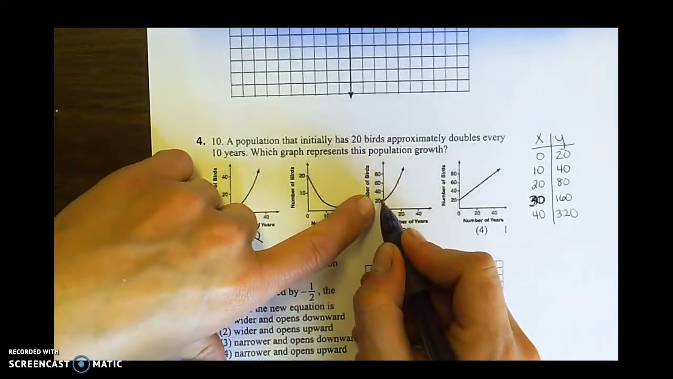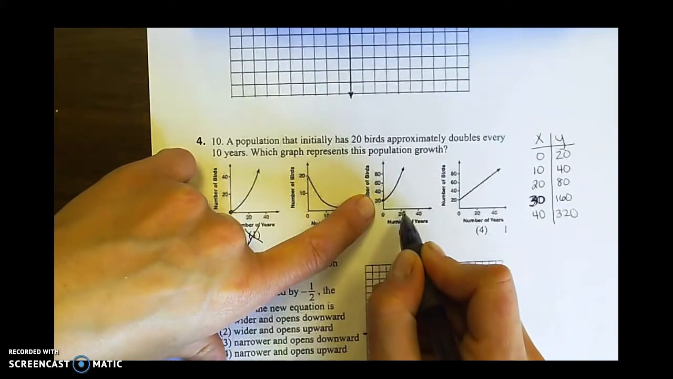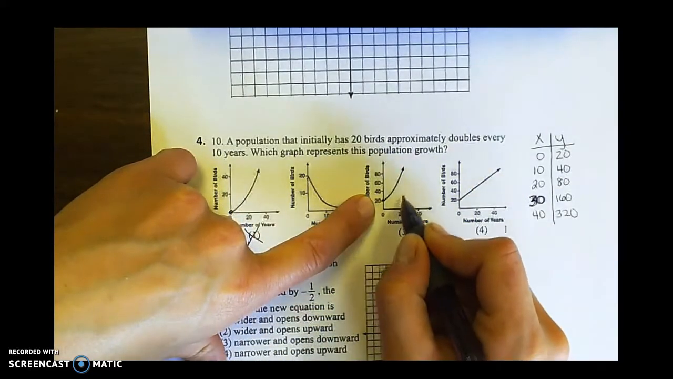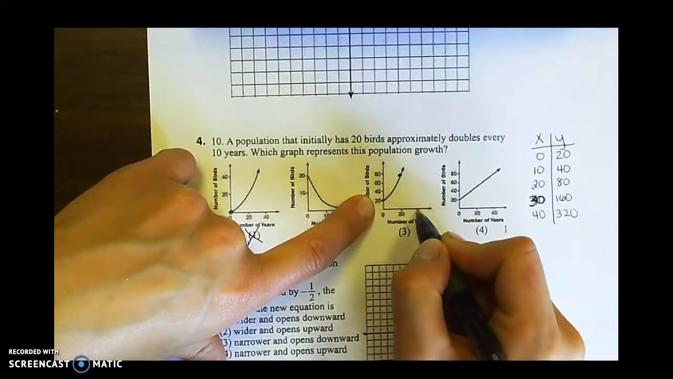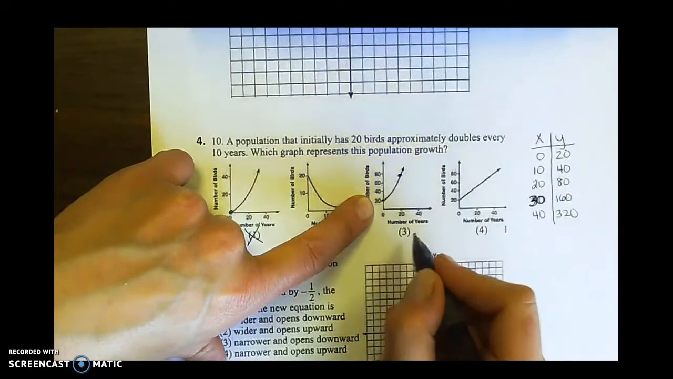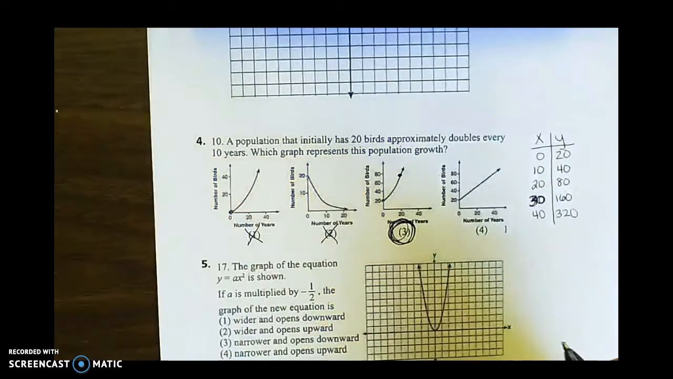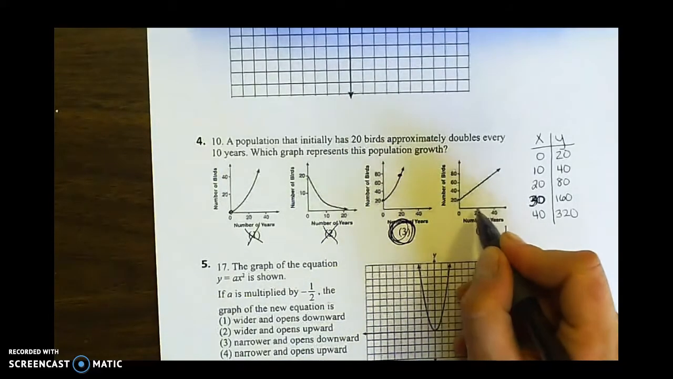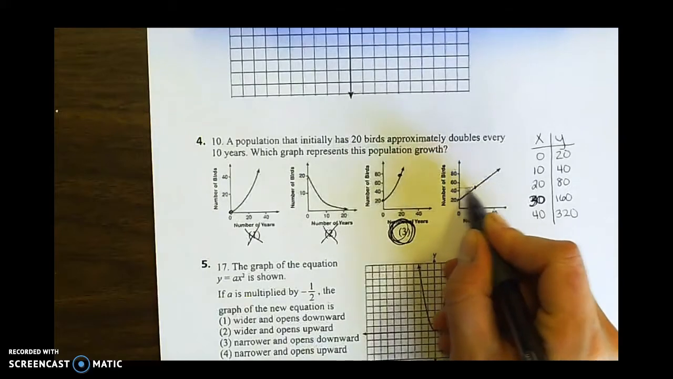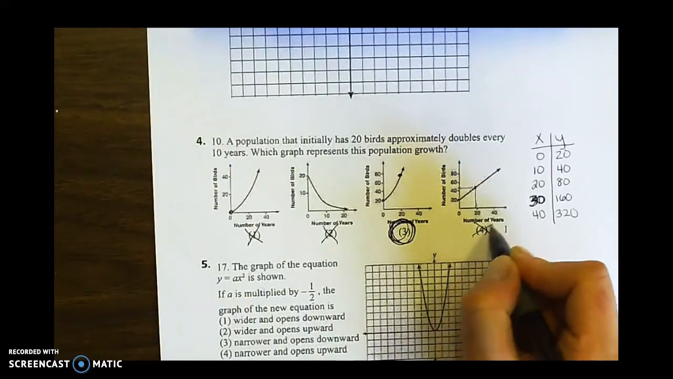Next, we have number 3. Here it starts at 20. Then at year 20, let's see, are we at 80? We're at 80. At year 40, oops, we're going to be way up there, so I think that's going to be our answer. Let's just double check to make sure 4 doesn't work. So 0, 20, that works. But at year 20 it's supposed to be at 80, and here if I go up and over, we're only at about 40, so that's not going to work.